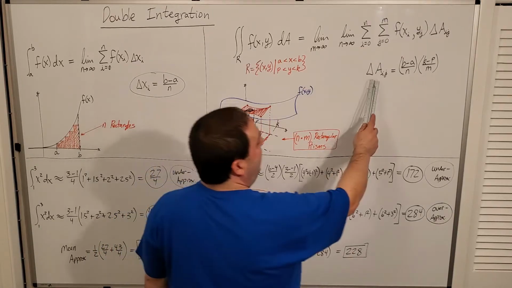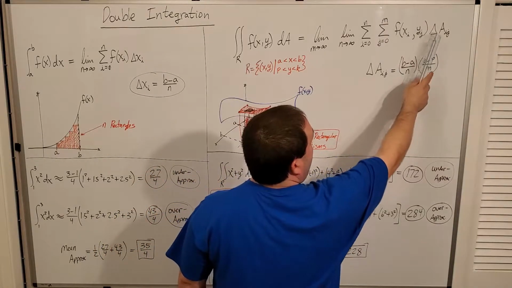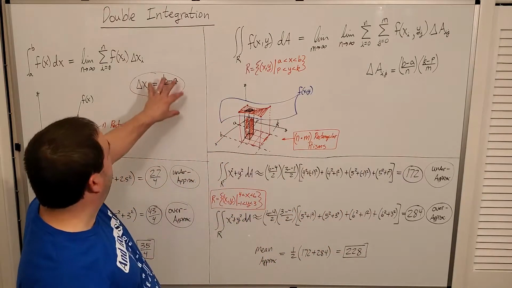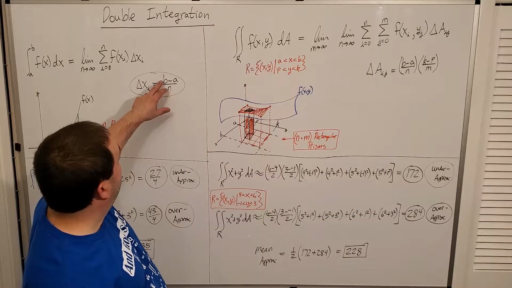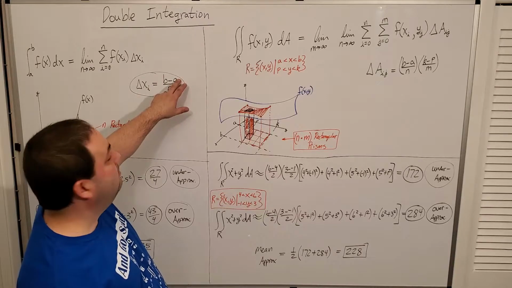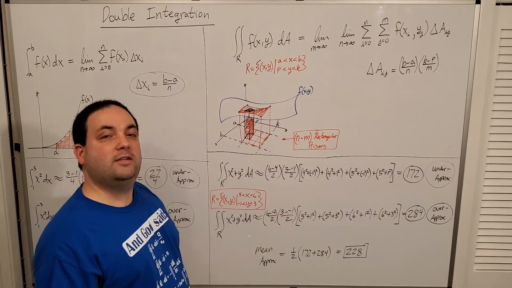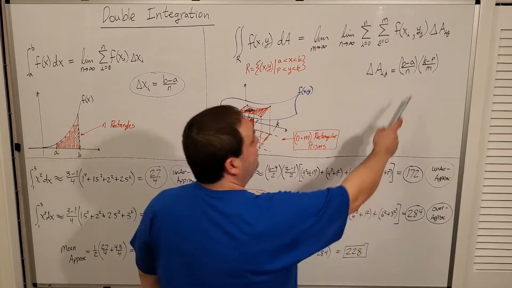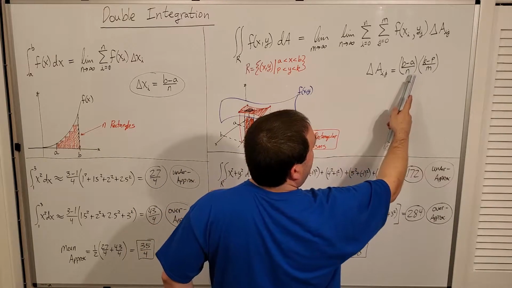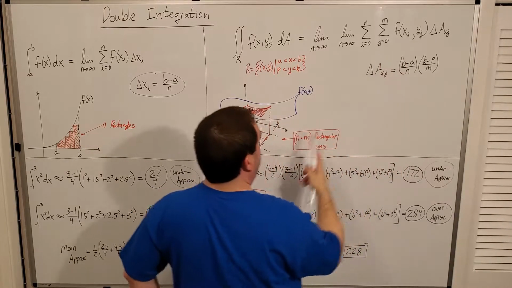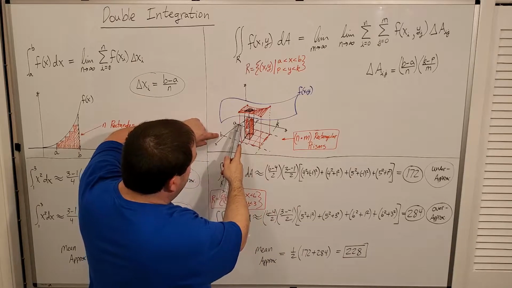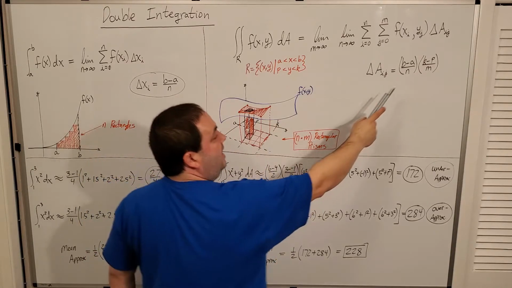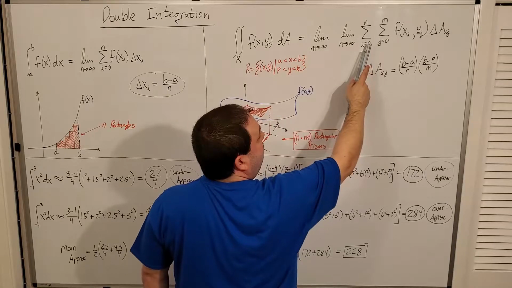So the area that you're actually going to integrate here is very similar to the way you do your integral slices here. You take your end minus your beginning and divide by how many rectangles you want to use. So notice that appears here again, b minus a over n, because that's the limitation for x. On the x-axis, I go from a to b, and I want n number of those x rectangles.